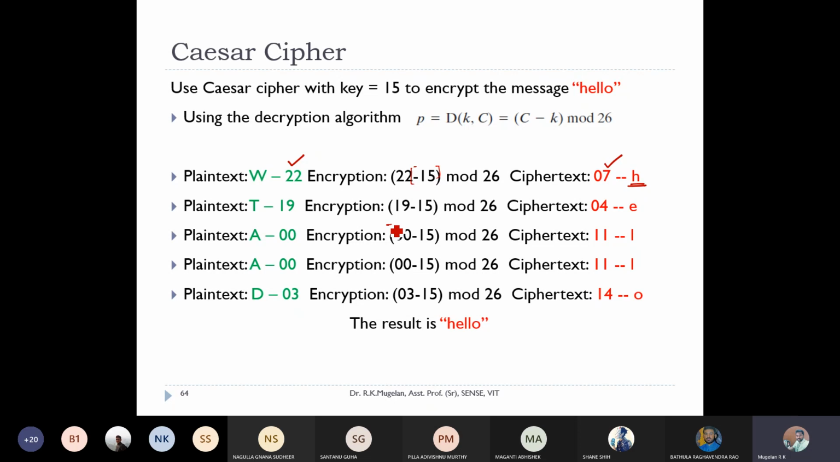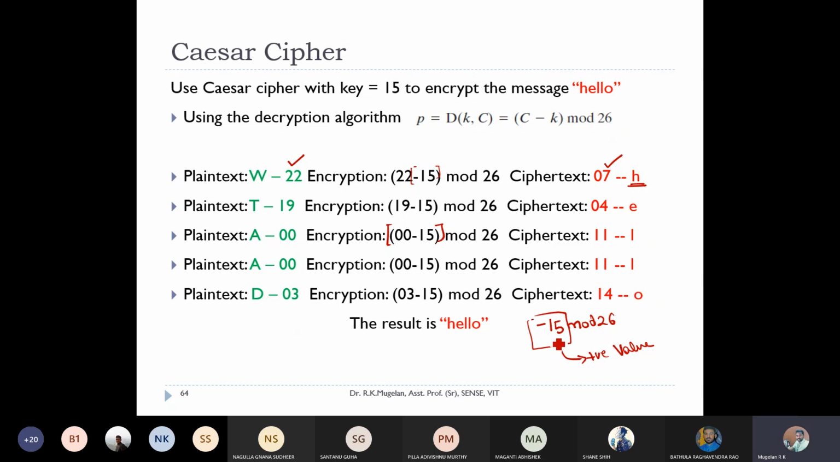Assume this condition: 0 minus 15 mod 26. So simply it is minus 15 mod 26. Generally, when this mod operation is used in cryptography, we can't deal with negative values because we don't have any negative positions here. So I have to convert this negative value into a positive value. We'll be discussing this in module 2, but right now I'll just give a glimpse of it.